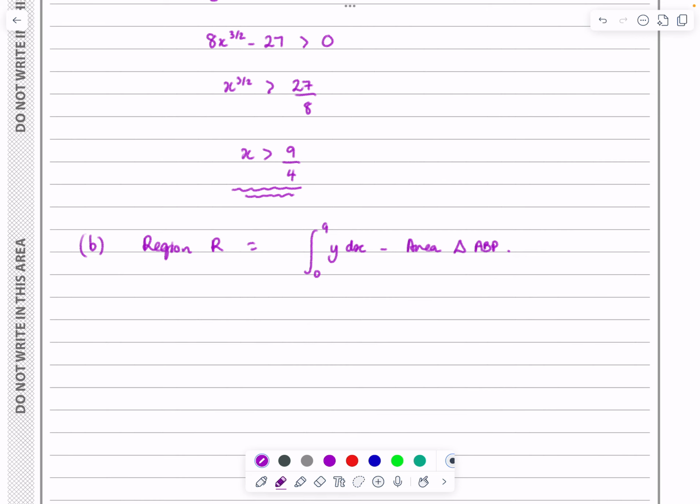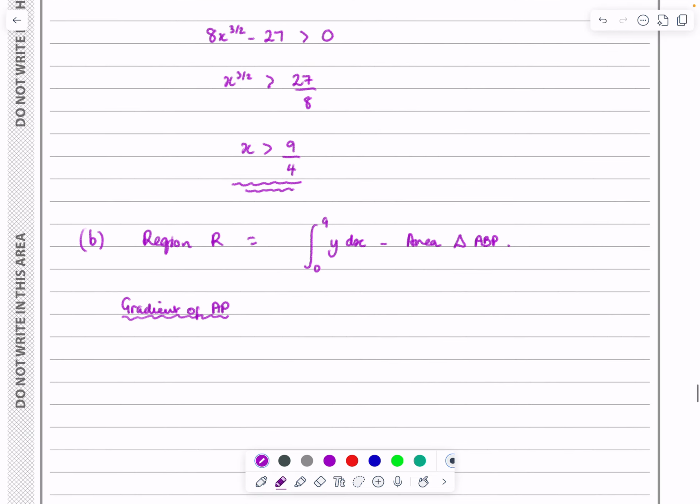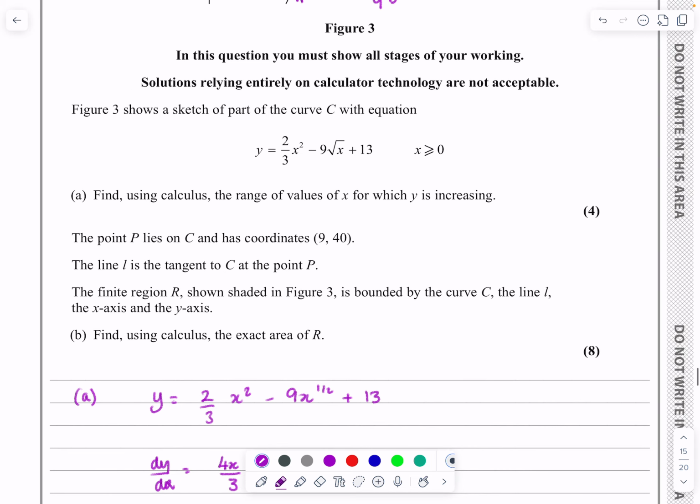That's the triangle ABP, which means I need to find A, which means I need to find the equation of AP, and in order to find the equation of AP, the first thing I need to do is to find the gradient of AP. So that's what I'm going to do now. Let's work out the gradient of AP first of all.